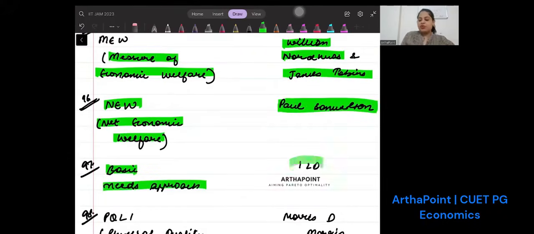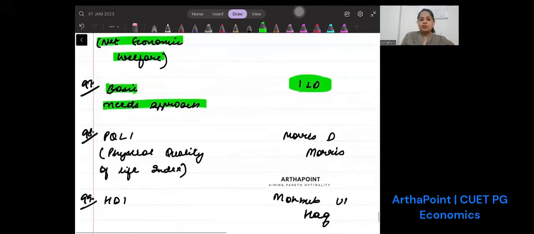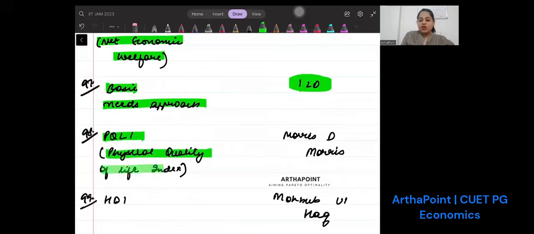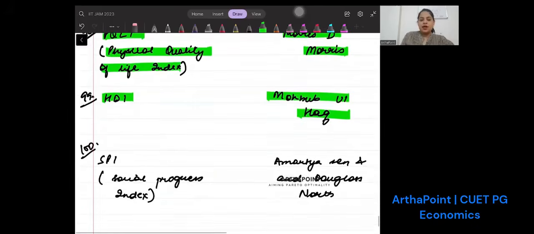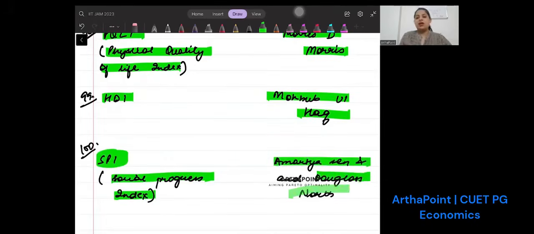Basic need approach is given by ILO. PQLI, physical quality of life index, is given by, this is important, Morris D. Morris. HDI is given by Mahbub ul Haq. And finally, social progress index, which is SPI, is given by Amartya Sen and Douglas North.